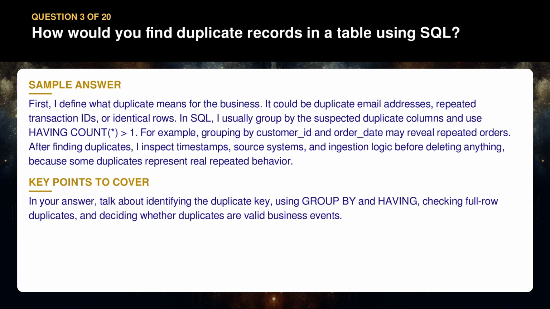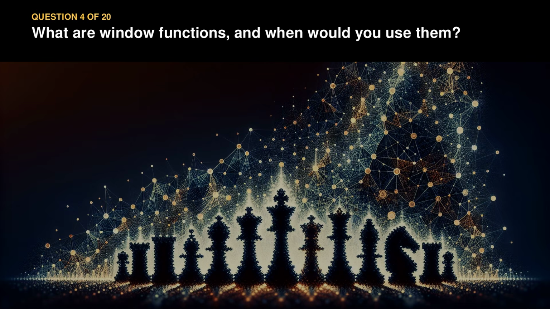In your answer, talk about identifying the duplicate key, using group by and having, checking full row duplicates, and deciding whether duplicates are valid business events. Question 4. What are window functions, and when would you use them?